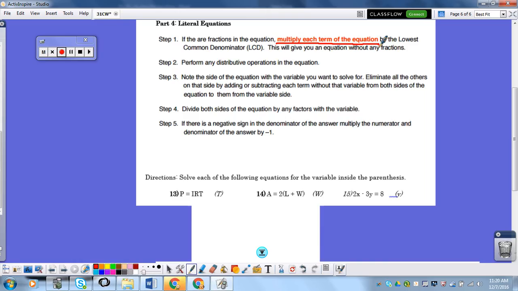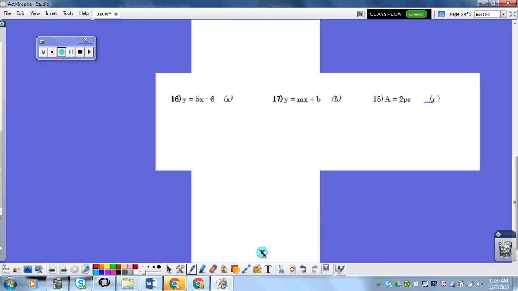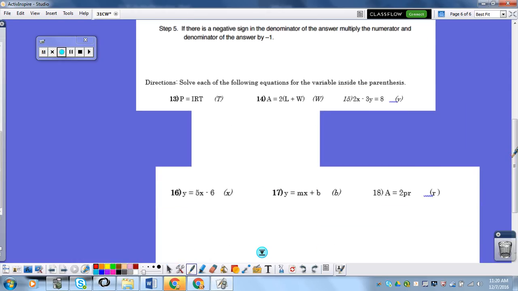All right, that's a lot of steps. Okay, so let's just get to it. Number 13. It says you want to solve for t. You need to solve for t, and that means you want to get it by itself. So it says P is equal to IRT. What that means is it's all being multiplied together.